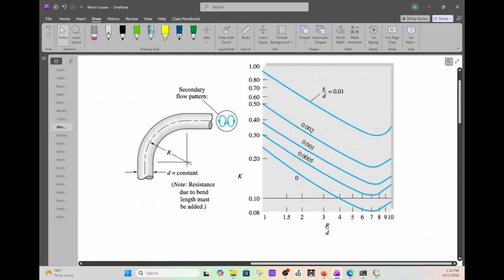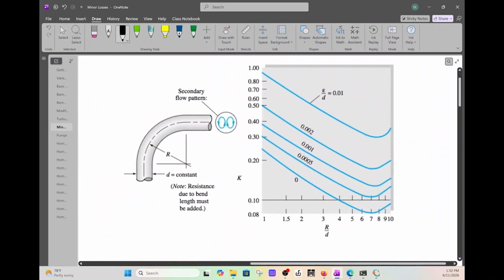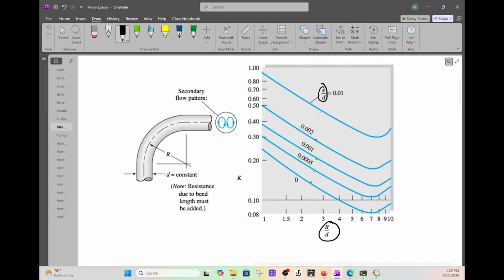Here is a sharp kind of bend. You have to know your epsilon over D, because these lines represent epsilon over D, and your R over D, where R is the radius of that tube and D is your diameter. So you just go up, figure that out, and then scroll over.